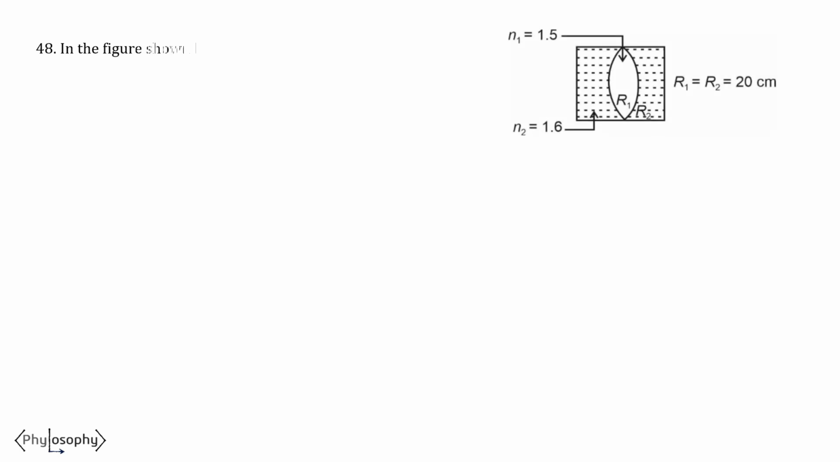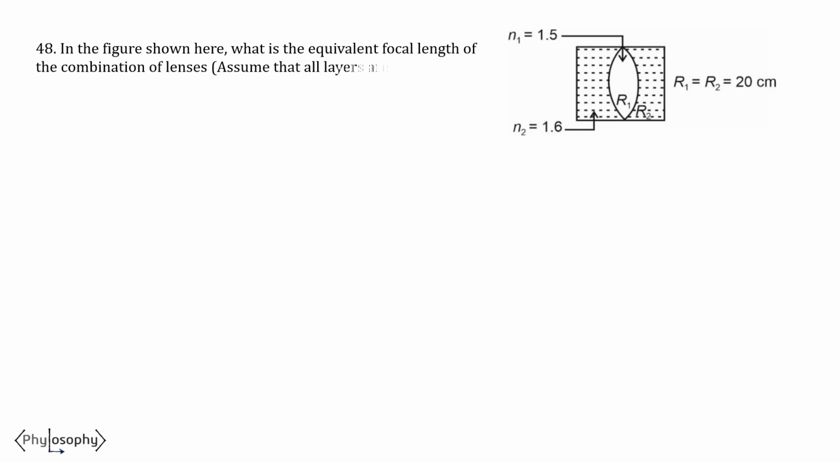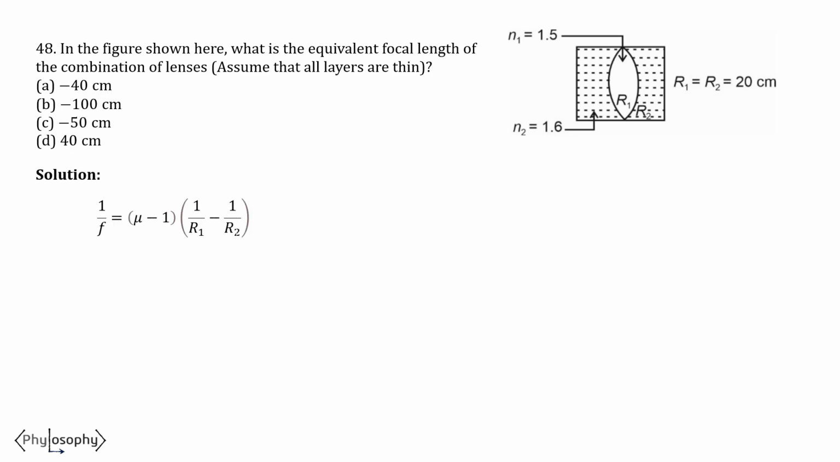Our next problem is, in the figure shown here, what is the equivalent focal length of the combination of lenses assuming that all layers are thin? And these are the 4 given options. Now, according to lens maker formula, 1 over f is equal to mu minus 1 times 1 over r1 minus 1 over r2. Here r1 and r2 are the radii of the lens surfaces.